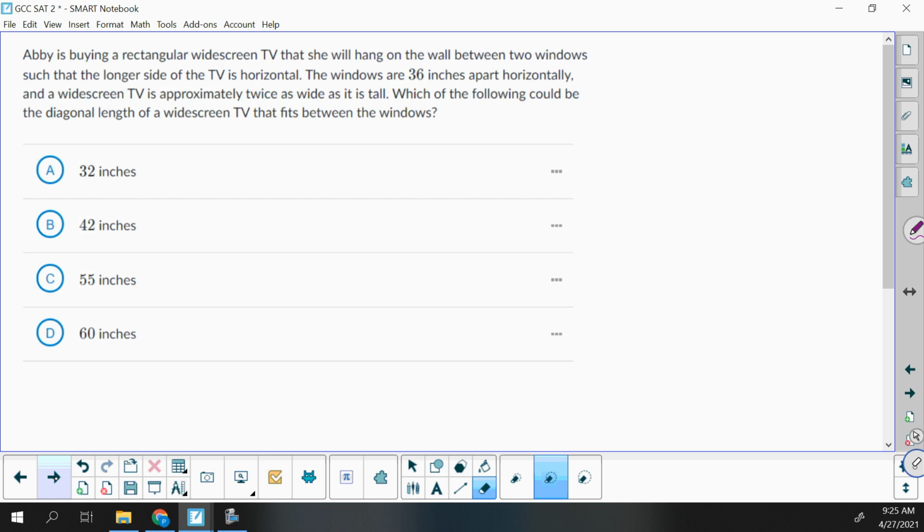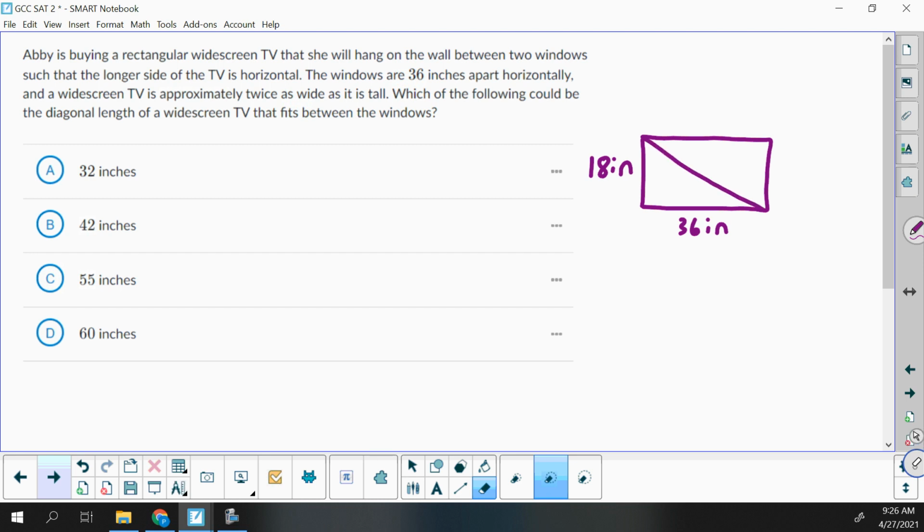So we have a rectangular TV. It's got to fit between the windows, which are 36 inches apart. So the horizontal dimension has to be 36 inches. And we said it's twice as wide as it is tall. So if it's 36 inches going the long way, then this needs to be half of that, which would be 18 inches. Which of the following could be the diagonal length of the TV?